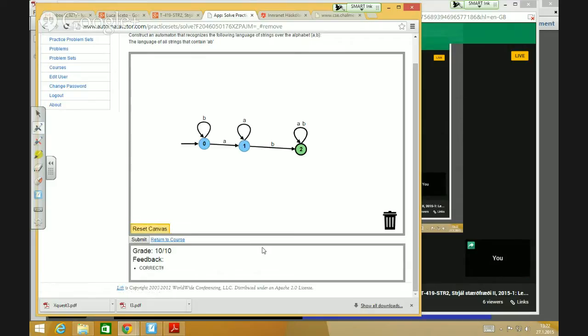You were right the first time. But this was not my aim. My aim was to show you the feedback that you get when you do it wrong. Sometimes the feedback will say, well, you have this accept state, which shouldn't be an accept state. So you fix it. And for each one of the assignments for assignment 2, you get 3 attempts at the correct solution.